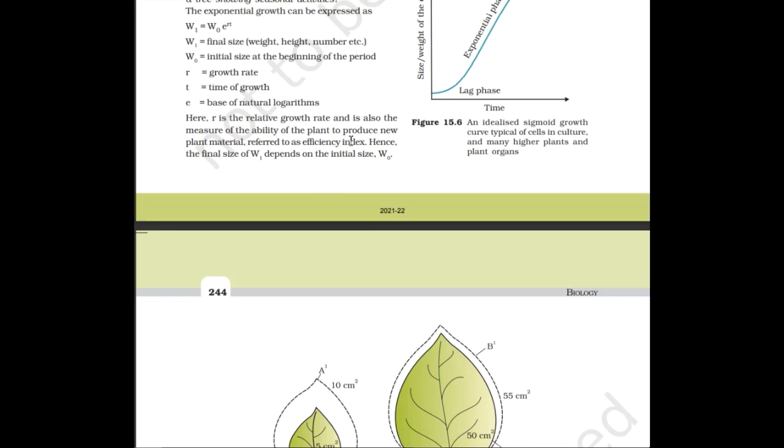Here r is the relative growth rate and is also the measure of the ability of the plant to produce new plant material, referred to as the efficiency index. Hence, the final size W1 depends on the initial size W0.